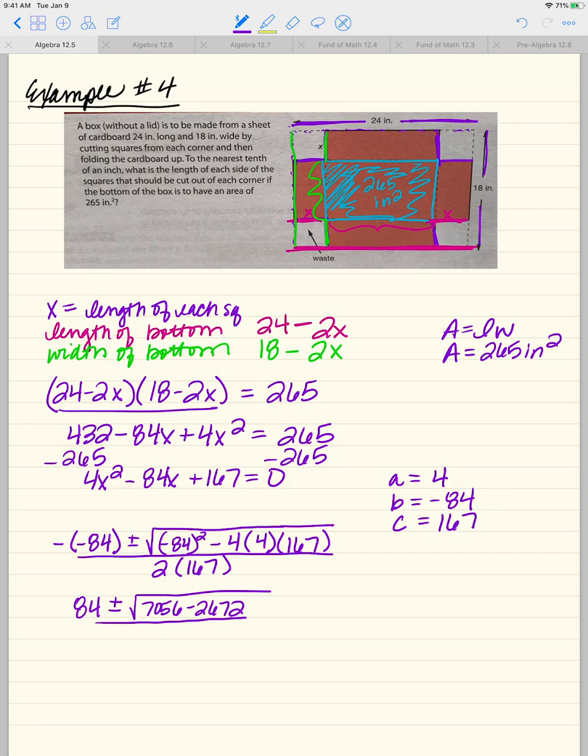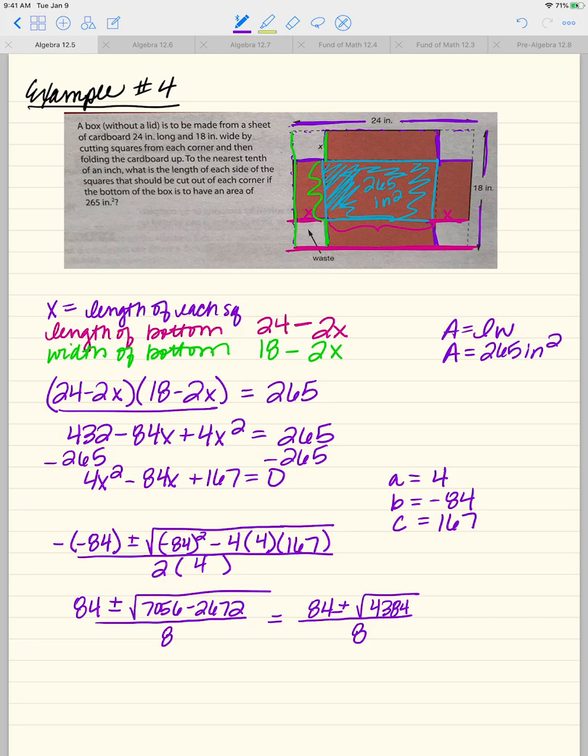Oh, I did 2 times C on the bottom. Oh, you guys, I have not had enough coffee this morning. Please forgive me. It's 8. You are going to end up using a calculator on this one. So 84 plus or minus the square root of 4,384, all over 8.